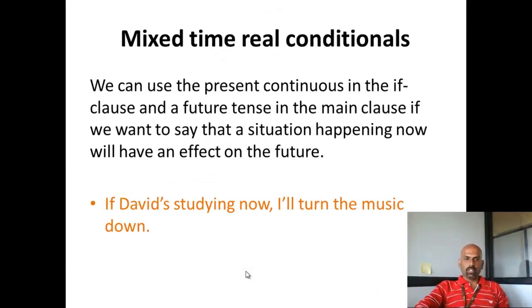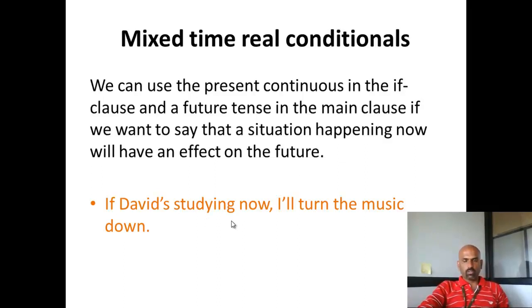Then next example. If David's studying now, I'll turn the music down. This is also correct. We can use present continuous in the if clause and a future tense in the main clause, if we want to say that a situation happening now will have an effect on the future. Because if David's studying now, I'll turn the music down.